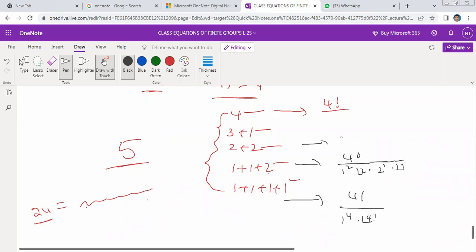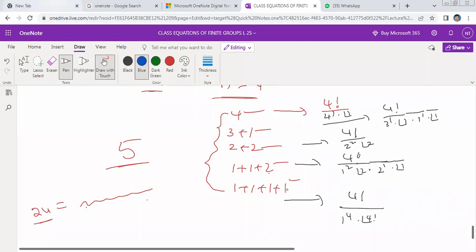Total order: 4 factorial by 2 repeated 2 times, 2 squared into 2 factorial. Then 4 factorial by 3 repeated one time, 3 power 1 into 1 factorial, and 1 repeated one time, 1 power 1 into 1 factorial. And 4 factorial by 4 repeated one time, 4 power 1 into 1 factorial. The values of these are nothing but the classification sizes.